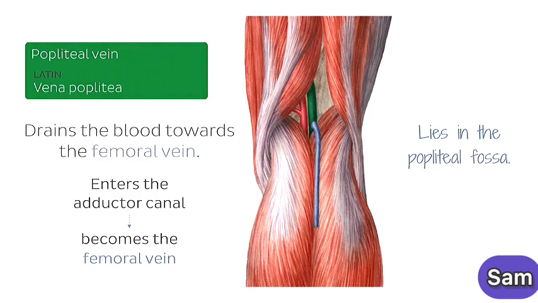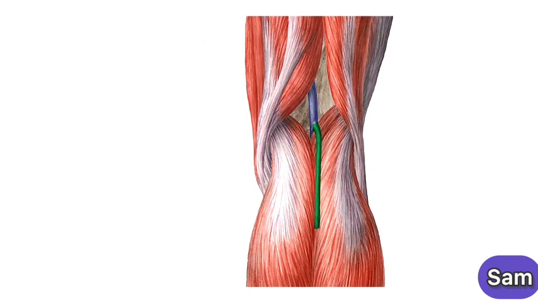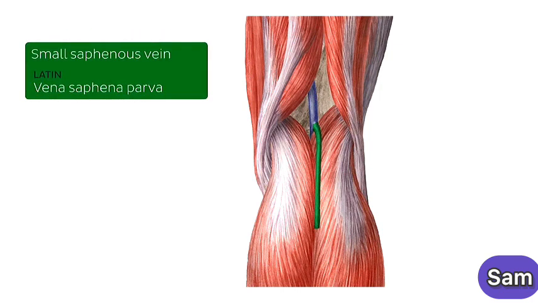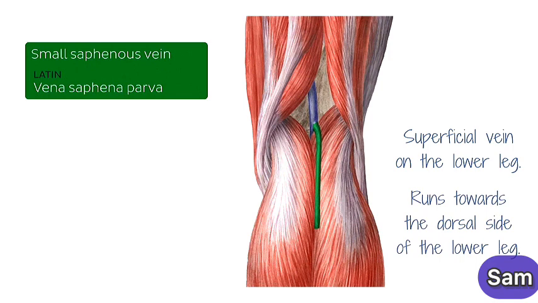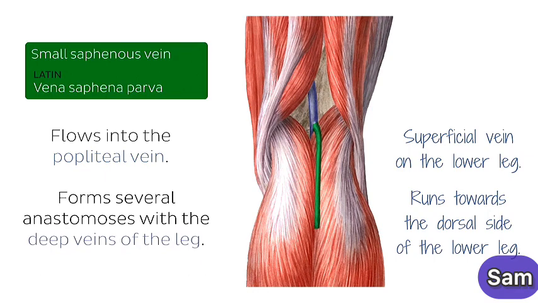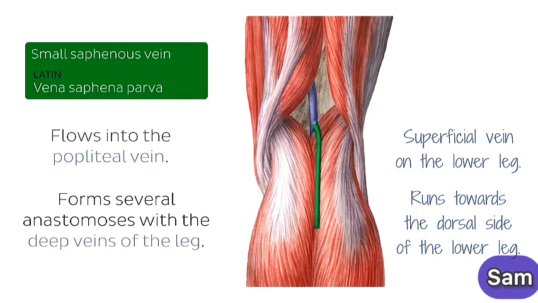The next one that I just mentioned, now seen also highlighted in green, is known as the small saphenous vein. It is a superficial vein of the lower leg that runs from the lateral edge of the foot below the lateral malleolus towards the dorsal side of the lower leg. Blood in the small saphenous vein is going to then flow into the popliteal vein. As you can also see here, this is the popliteal vein that we just talked about on the previous slide. The small saphenous vein forms several anastomoses with the deep veins of the leg.